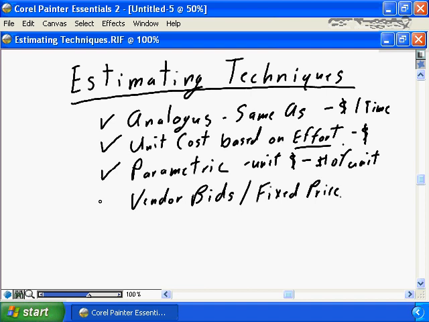Or you may go out and actually solicit vendor bids, say, I am going to contract out this element of my work breakdown structure. I'm going to expect my vendor to give me a fixed price bid of how much they're going to charge me to complete this element of my work breakdown structure.